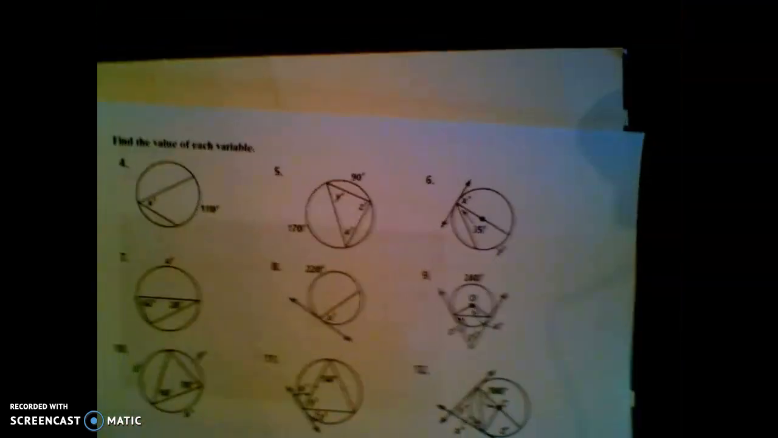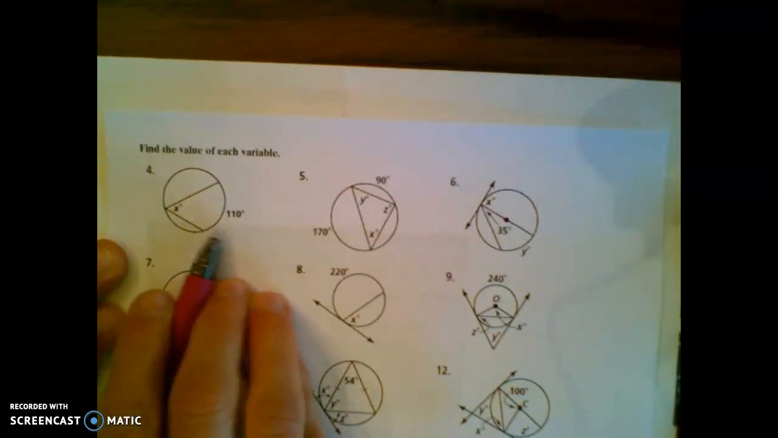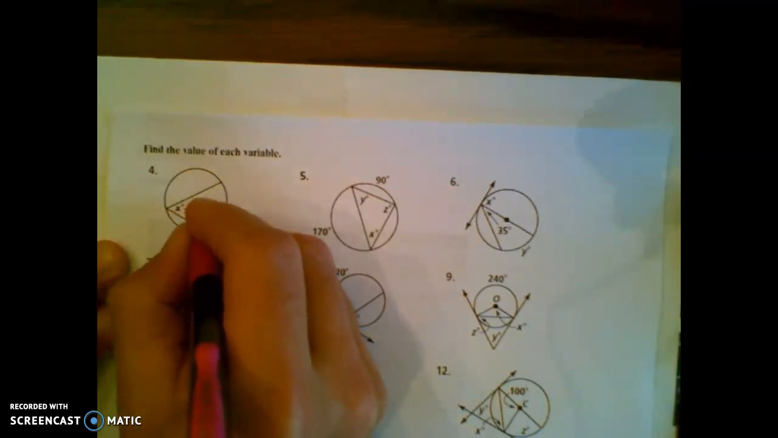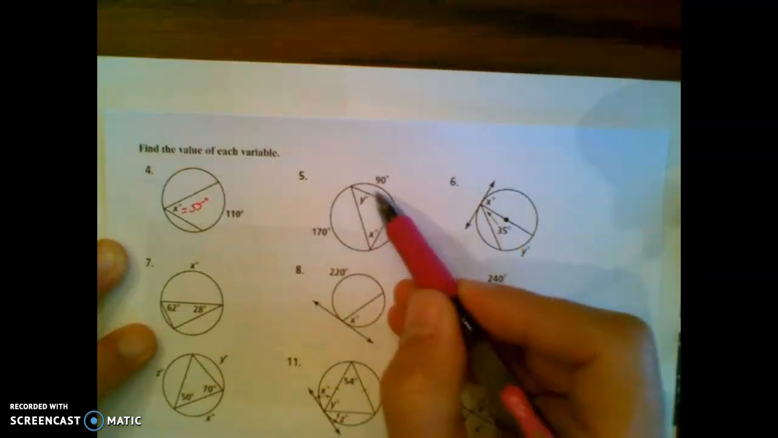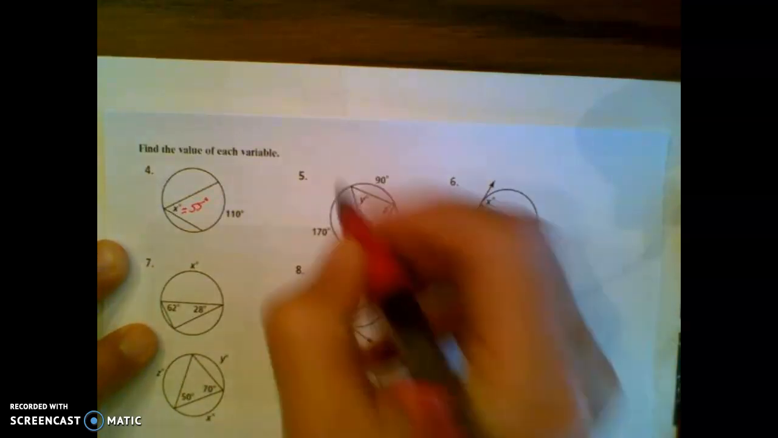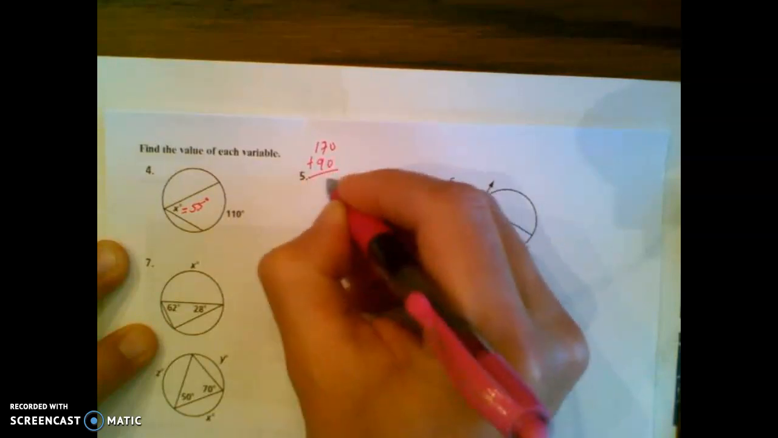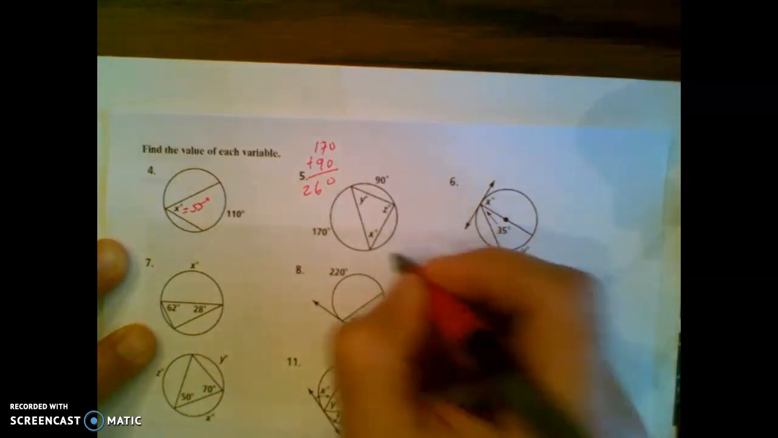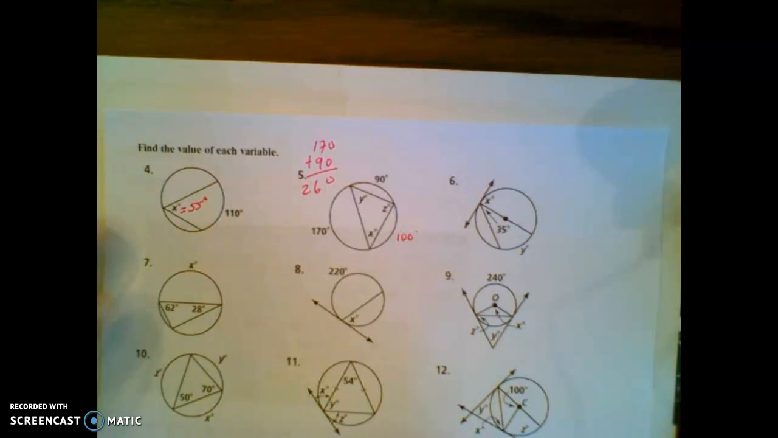Let's see, more example problems here. This is a simple example of an inscribed angle. Its intercepted arc is that 110 degree angle, so I just take half of that, which is 55 degrees. Down here on this one, I have 2 out of 3 arcs of the whole circle. So again, 170 plus 90 is 260. Since these two add up to 260, this third arc must be 100, so it all adds up to 360 degrees.